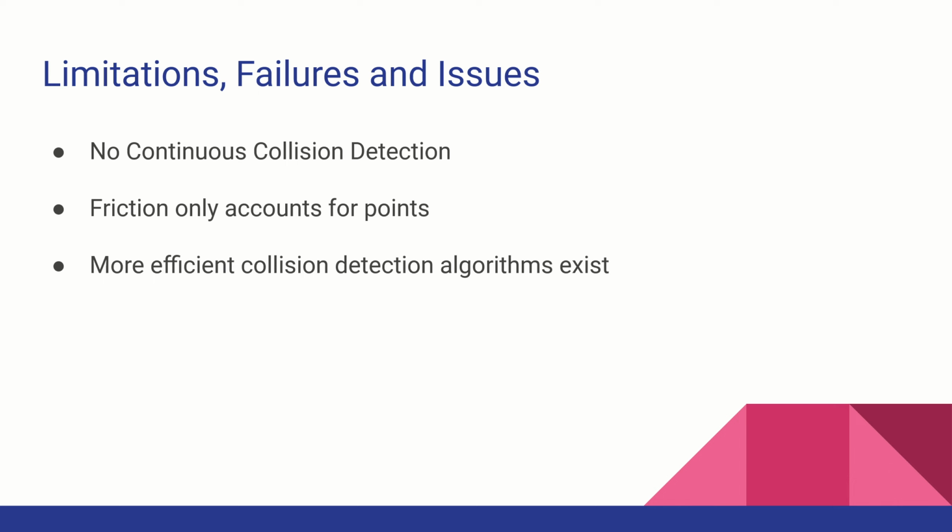And then there are more efficient collision detection algorithms out there, and there are some optimizations that could be done for the separating axis theorem based ones. Like with a square, you only need to test half the normals. The other half's redundant because they're essentially the same. I didn't do that, but one could and would make it faster.